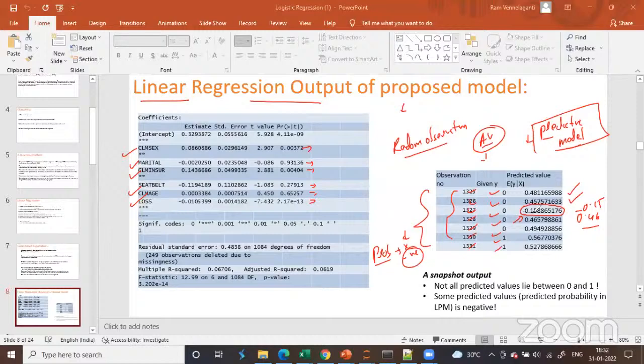Therefore, we are not supposed to work with our multiple linear regression model. Why? Because it is predicting negative values for our probability, and probability can never be negative. That is the first challenge you are going to face: some predicted values are negative. What is the second challenge? Sometimes not all the predicted values lie between 0 and 1. Whatever predictions you are making may not lie in the interval of 0 to 1. That is a challenge you are going to face.